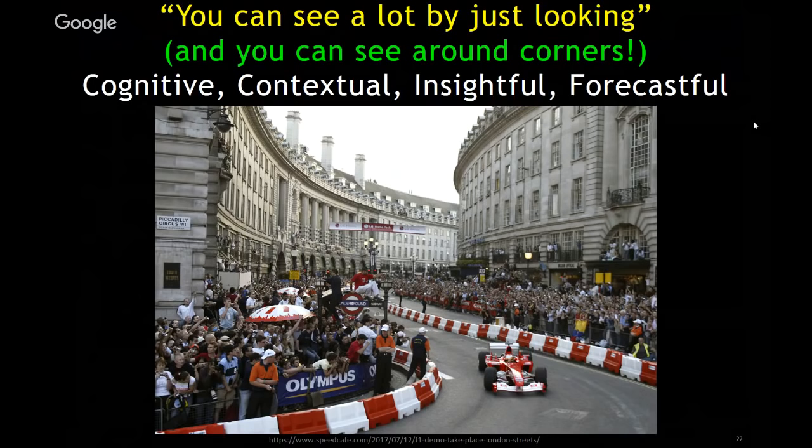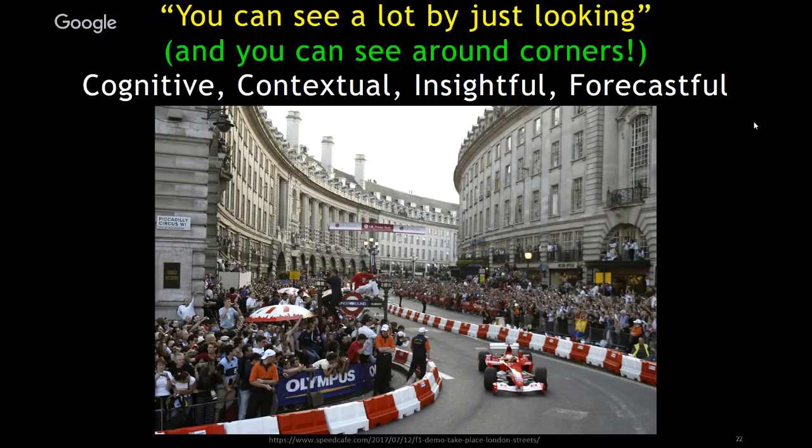Before I tell you the story, make sure you look at the top of the slide here. We're talking about Yogi Berra's quote, "You can see a lot by just looking." Or my subtitle is, "You can actually see around corners by just looking." Because you can be cognitive, contextual, insightful, and forecastful if you do that. So all those words mean what I'm about to say.